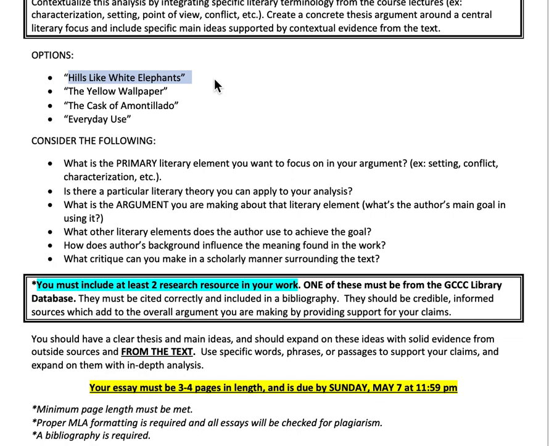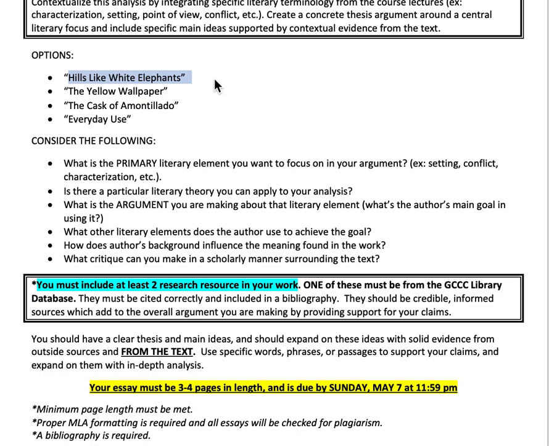If I just said The Yellow Wallpaper is about a woman who's suffering postpartum depression, while true, that doesn't necessarily make an argument about it. But if I said The Yellow Wallpaper's primary theme is the oppression of women due to the rest cure in the Victorian era, then that is an argument. That's a thesis claim. So again, think about what's the primary argument that you're making, and then think about what other literary elements the author uses to achieve that messaging or that goal.